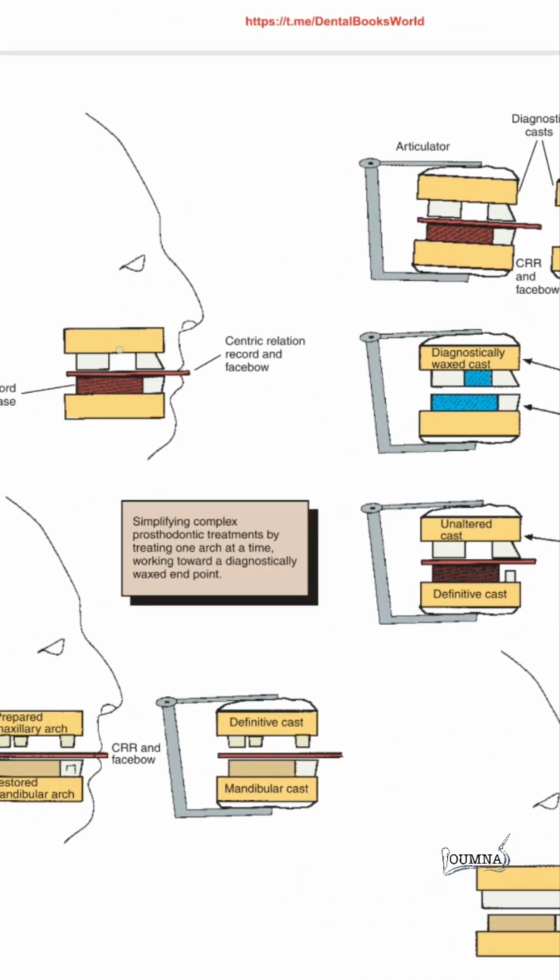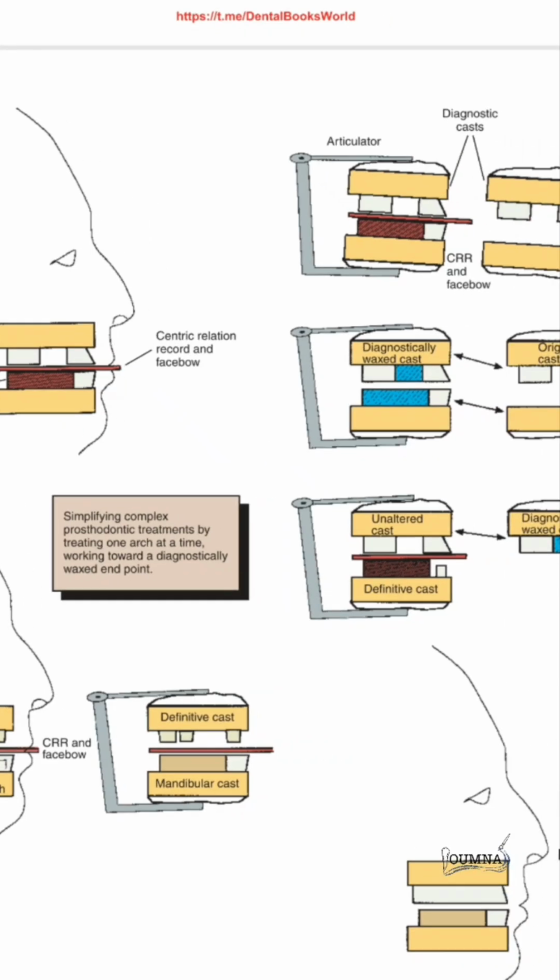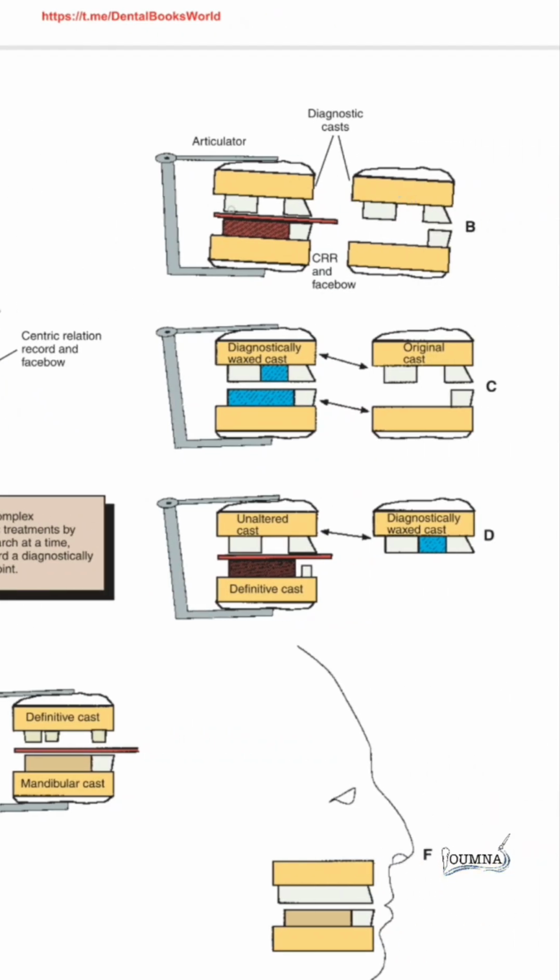In this cast, we made a replica of it. The first one was mounted on the articulator. Then it was waxed to the final prosthetic result that we are aiming for. At this stage, if the aimed restoration was a denture, we mount the teeth on the diagnostic waxed cast.